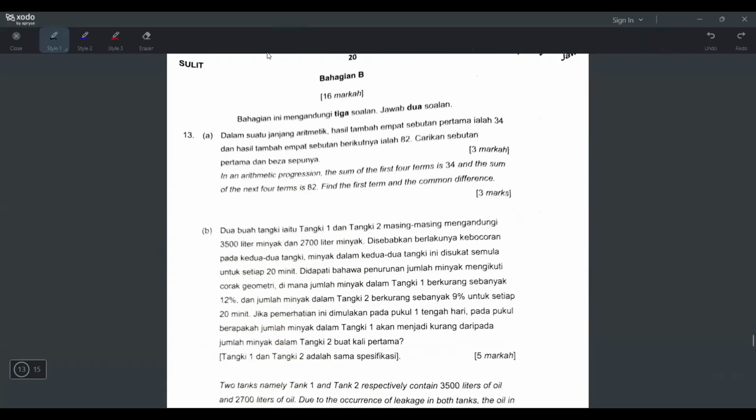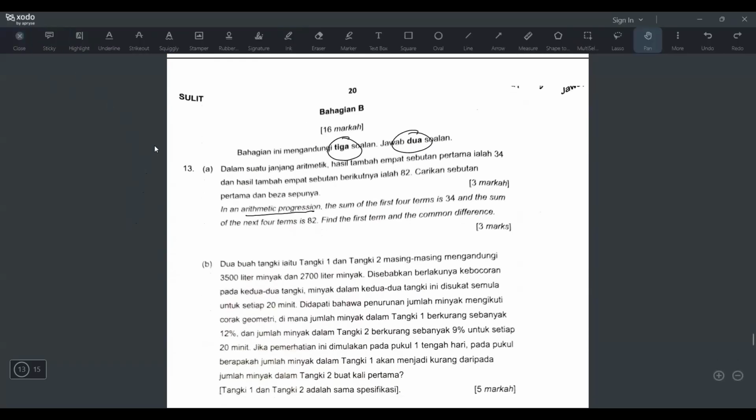Okay, let's do section C now. Section C says, this section contains 3 questions, answer 2 questions. Okay, I will answer all 3 questions. Yeah, I'll answer all 3. Okay, let's go. 13A. In an arithmetic progression, so we know already it's a progression question. Sum of first 4 terms is 34. Okay, straight away we see our first information already.